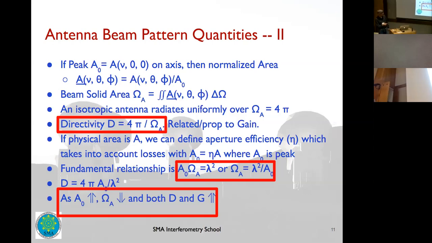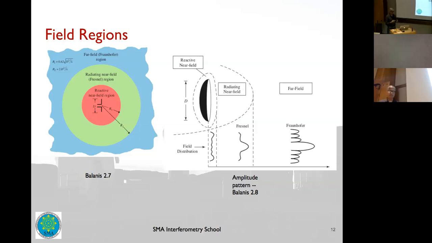Once you've done this, you notice that as your area increases, the beam solid angle comes down and both the directivity and gain go up. That's what we're trying to aim for. So we want a dish that's as large and as directive as possible. Okay, so this is again a very quick description of how the antenna radiates.